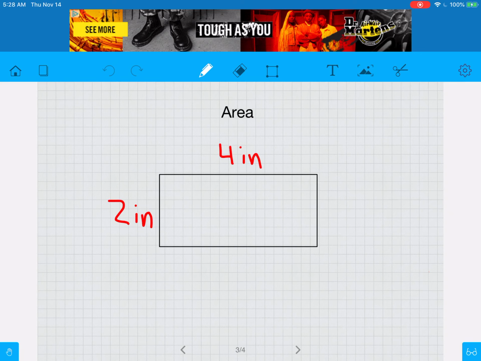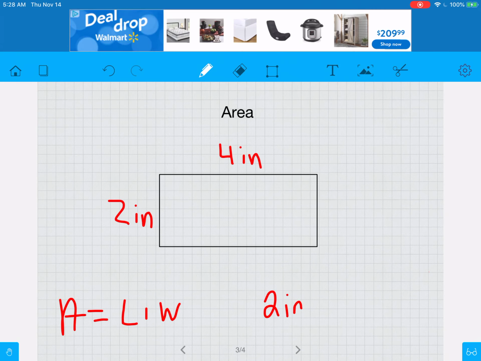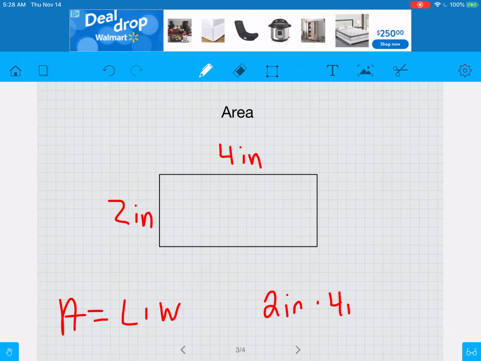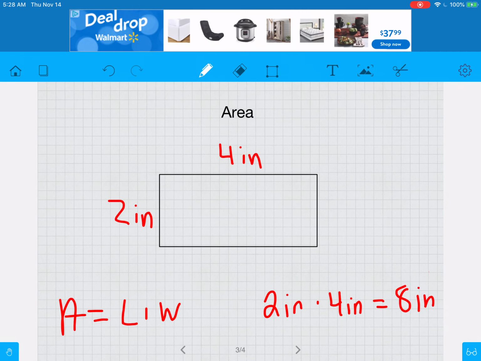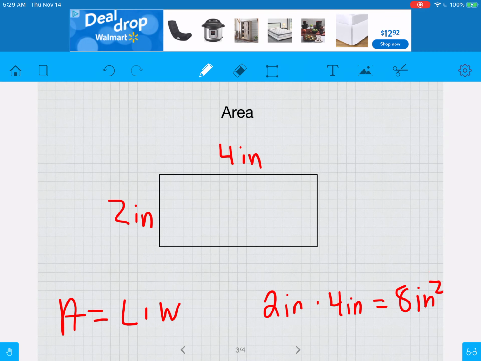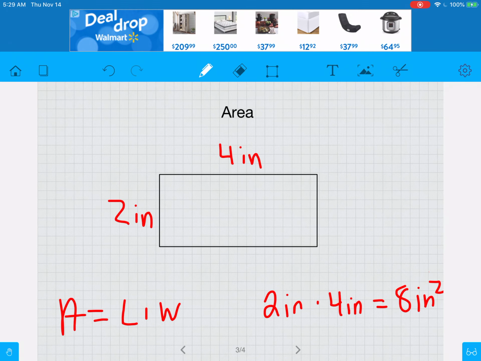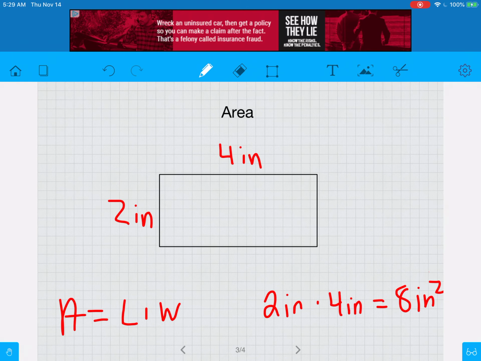Next, we're going to be talking about area. So the area formula for a rectangle and squares is length times width. So pretty easy for this one. All we're going to be doing is 2 inches times 4 inches equals our 8 inches squared. And it doesn't really matter what order you want to do it in. If you want to do it 4 times 2, either way, still get the same area.